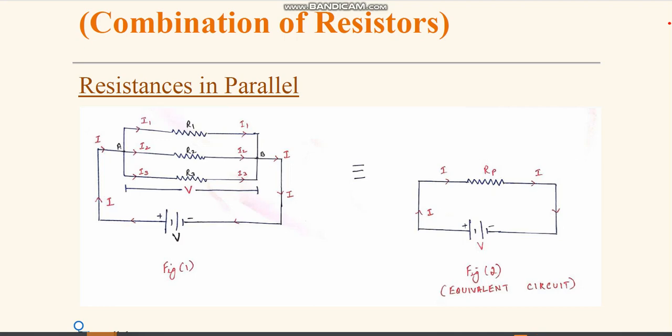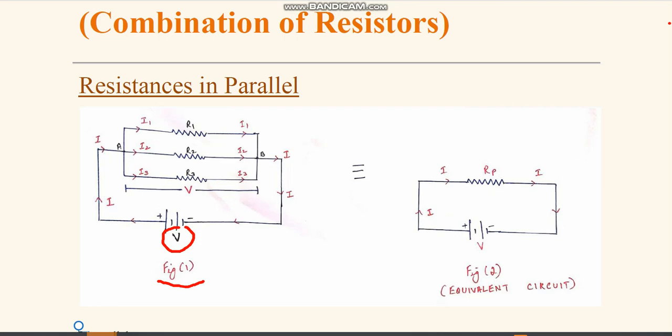Hello children, in this video we'll talk about the parallel combination of resistances. Here in figure 1 you are given three resistors R1, R2 and R3 which are connected in a parallel combination. Here V is the total potential difference applied by the battery. So V is the total potential difference across the combination.